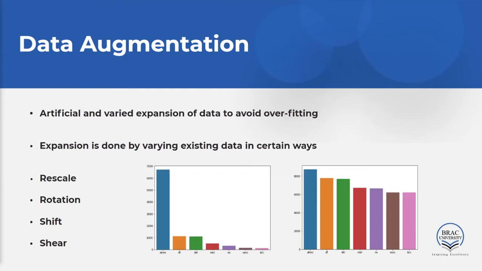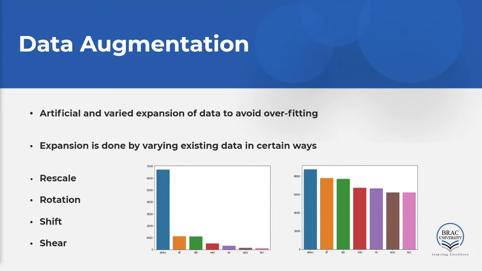Data augmentation can be described as the process of artificial and varied expansion of data to avoid overfitting and stop our model from learning irregular patterns. These expansions are done by varying existing data in certain ways and multiplying certain data by a scale factor. In our case, we have rescaled the images from a pixel value range of 0 to 255 to a range of 0 to 1. We have rotated the images randomly within a 0 to 10-degree rotation.